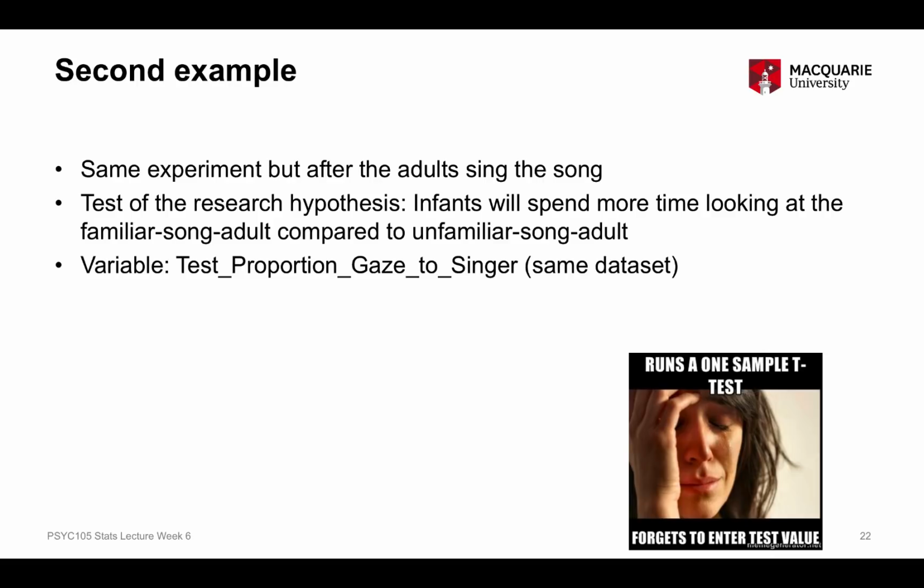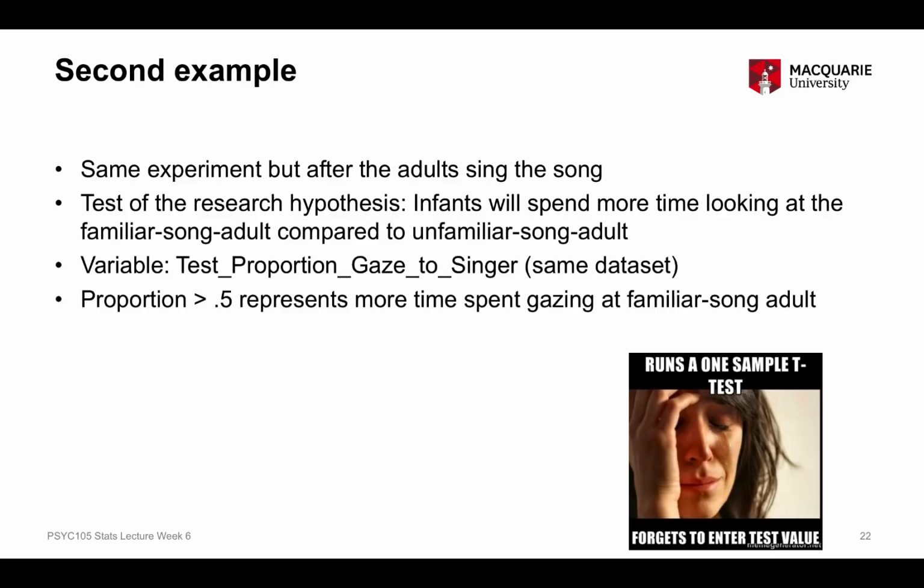The variable in the data set is this test proportion gaze to singer variable. And the actual test value is a test value of 0.5. And remember that if the proportion is greater than 0.5, if the value in the number is greater than 0.5, it means that the infant spent more time gazing at the familiar song adult compared to the unfamiliar song adult. So have a go and try it yourself.